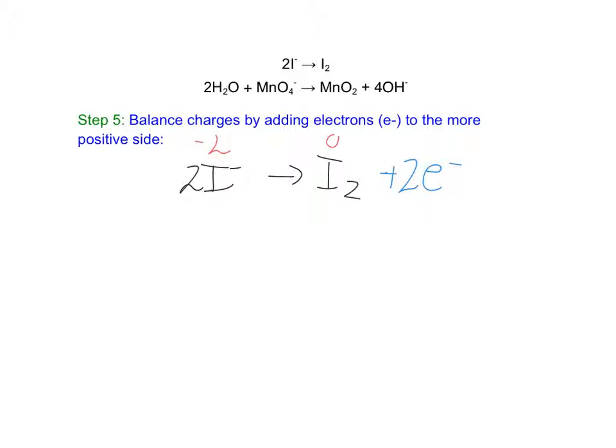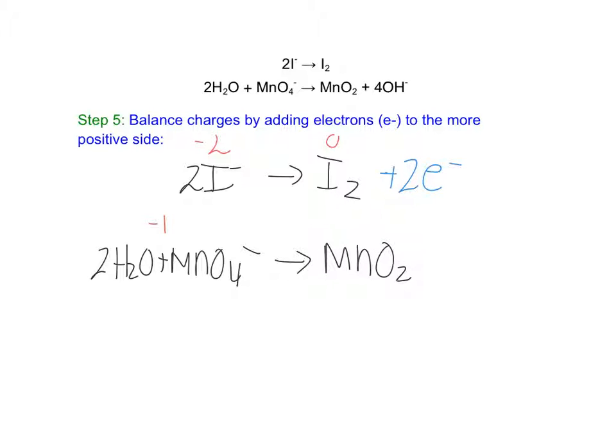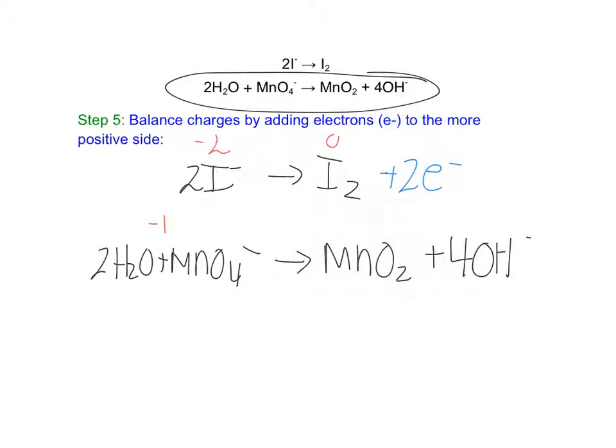Now, in our second reaction, we have 2 H2Os and MnO4 minus. That makes an overall -1 charge in our reactants, making MnO2. Oh, it looks like I did cancel my water. Sorry, guys. And 4 OH minus. Go back and you can cancel if need be there, or just continue along. The same number of electrons will be present in my equation as yours because water molecules are neutral. Overall, in our products, we have a -4 charge, meaning that I need to add 3 electrons here. All right.